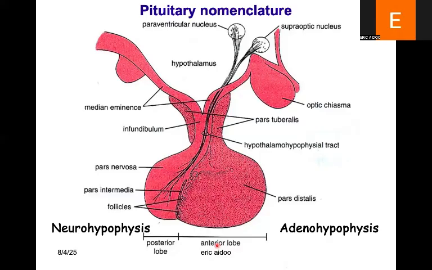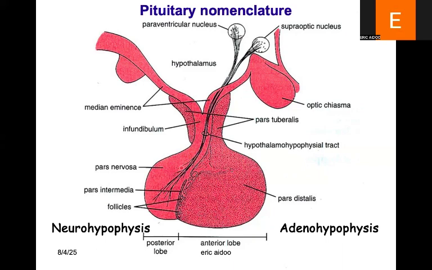So when you look at this diagram, you also see that the adenohypophysis, which is the anterior pituitary, is facing the right side. The posterior pituitary is facing the left side. That is why I was using the optic chiasma and the mammillary body as references, so that you know which orientation you are looking at. That's the pars distalis, that's the pars tuberalis.